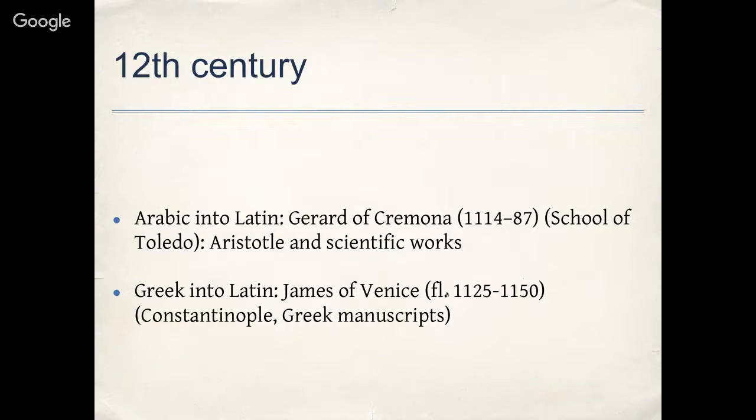So some names that are relevant for our story today are those of Gerard of Cremona, who was active between 1114 and 1187, and was part of the school of Toledo that I mentioned a second ago. He was a renowned translator of Aristotle and scientific works, and one of the works that I'm going to focus on later on, the Posterior Analytics, was translated by Gerard in the middle of the 12th century. And then, as I mentioned, James of Venice, an important representative of the tradition of translation directly from Greek into Latin, whose activity is flourishing between 1125 and 1150.